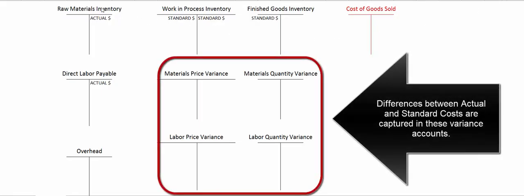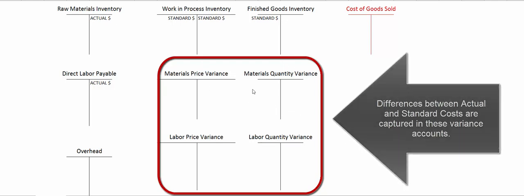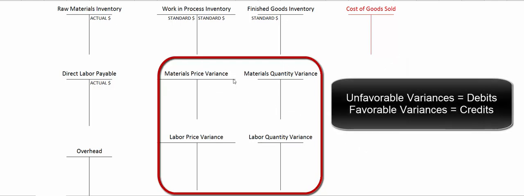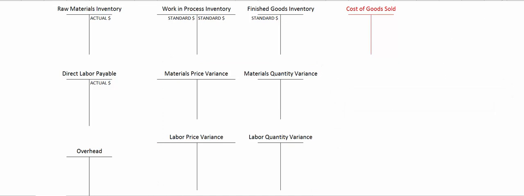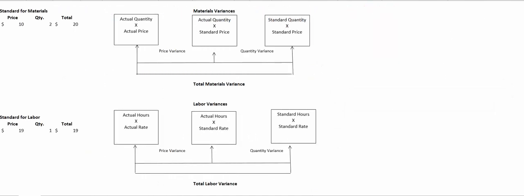And of course, our actual quantities and our actual prices for our raw materials are going to be different than our standard, and we'll capture those in these T accounts here. We'll have a price variance account that checks to see if we're paying too much for our materials. We'll have a quantity variance that checks to see if we're using too much. Are we paying our workers too much? Are they taking too long to get their work done? So that's the concept.